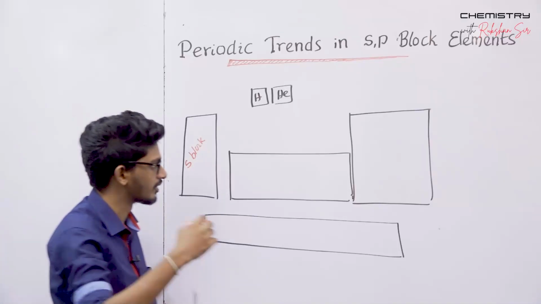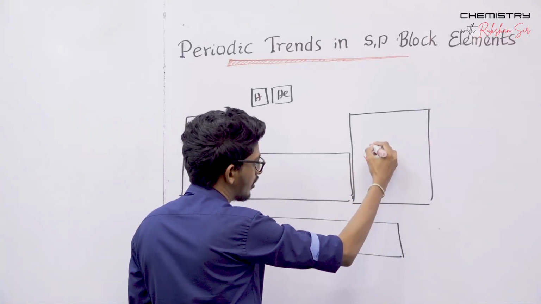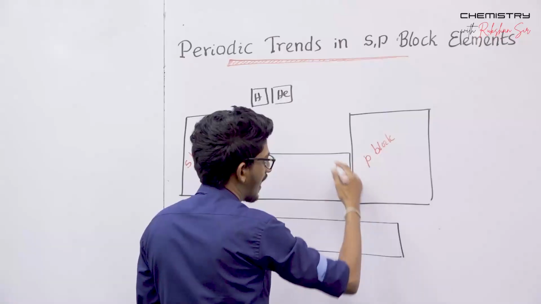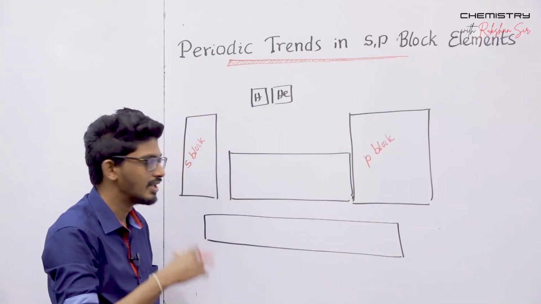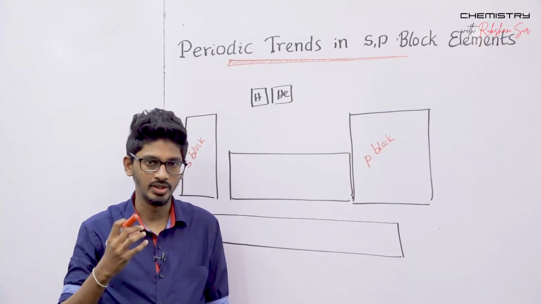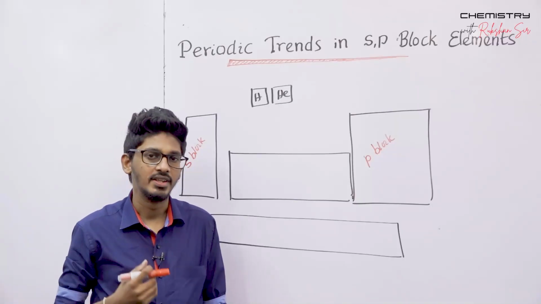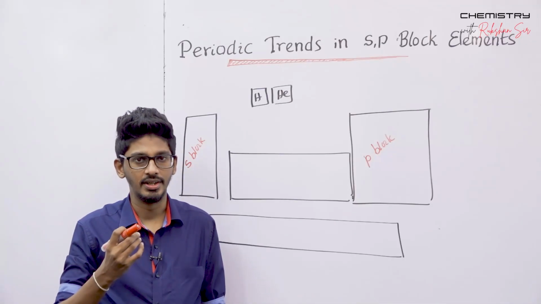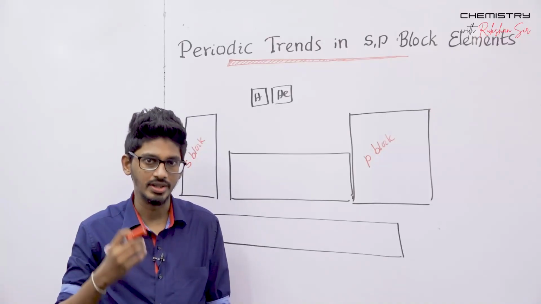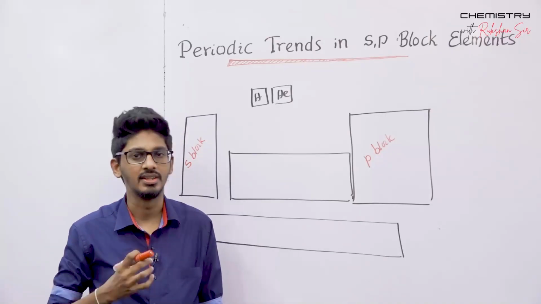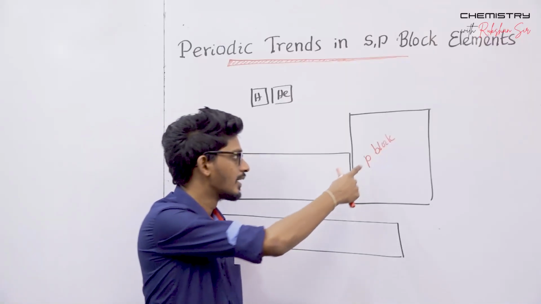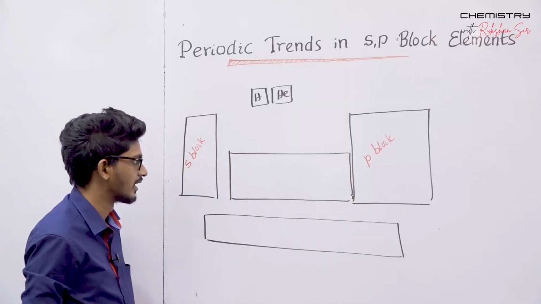Then we have the P block here in the periodic table. Under the P block, you can see the elements whose valence electron, the final electron, is in the P subshell. If the last electron is filled into a P subshell, such elements are categorized under the P block.